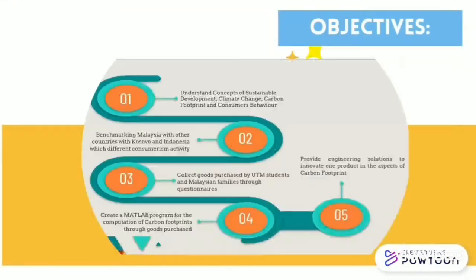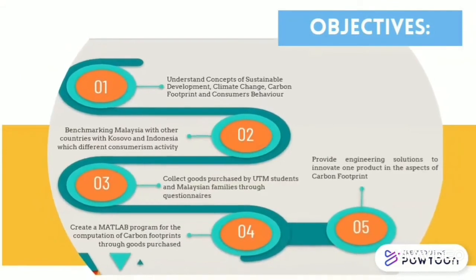These are the 5 main objectives in our report. The first one is to understand a few concepts which are important for the case study. The second one is to benchmark Malaysia with other countries with different consumerism activity. The third one is to collect good purchase by UTM students and Malaysian families through questionnaires. The fourth one is to develop a MATLAB program for the computation of carbon footprints. The last one is to provide an engineering solution for one specific product in the list of the database.